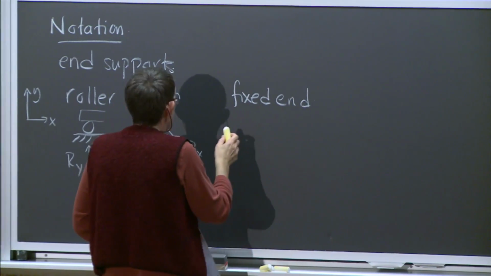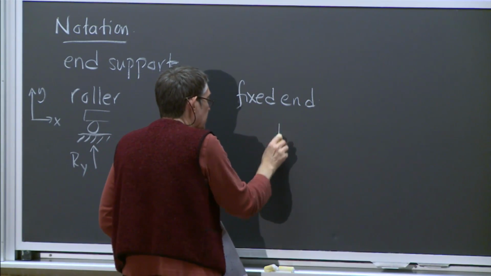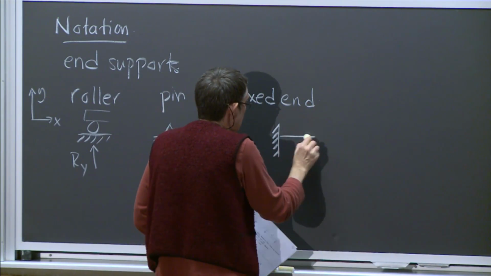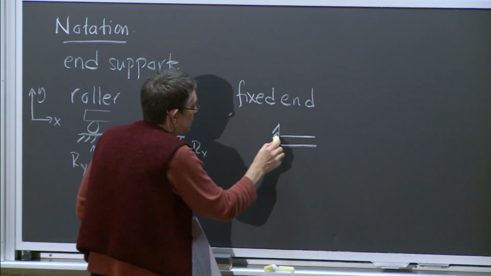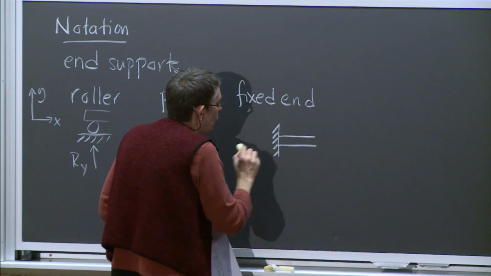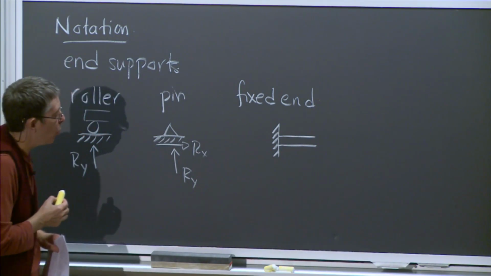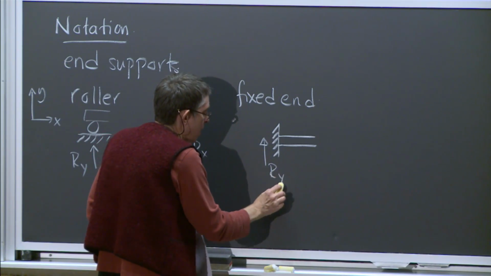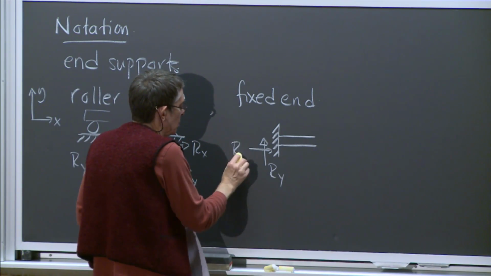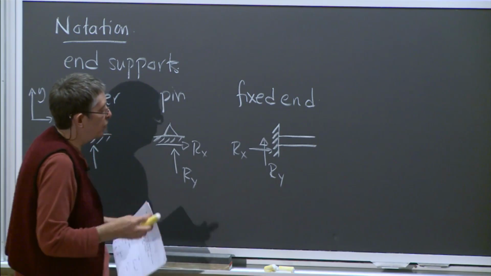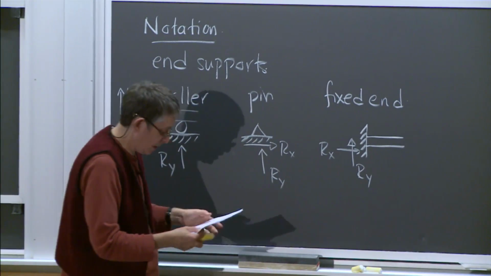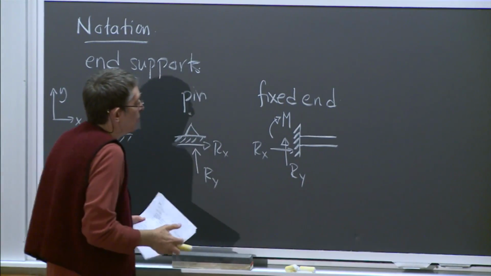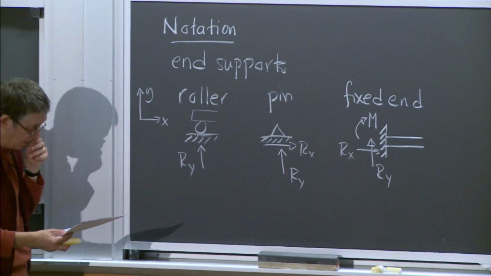And then another type of end support is a fixed end. So say we have the beam built into the wall at the end here. If it's built into the wall, it can't move up and down, and it can't move from left to right. So we can have reactions in the x and y direction. But if it's built in, it can't rotate either, and if it can't rotate, then we can get a moment at the end there too.